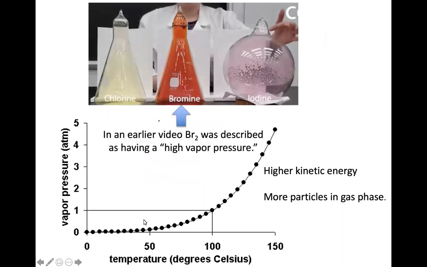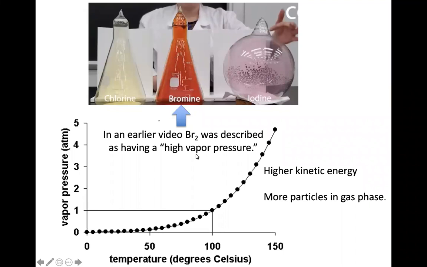If you think back, people had some really good questions about this a couple of videos ago, where we were looking at phase changes and we were considering chlorine, bromine, and iodine. In that earlier video, bromine was described as having a high vapor pressure, and it showed this combination of the liquid and then the gas that was colored orange above it. It had a high vapor pressure.